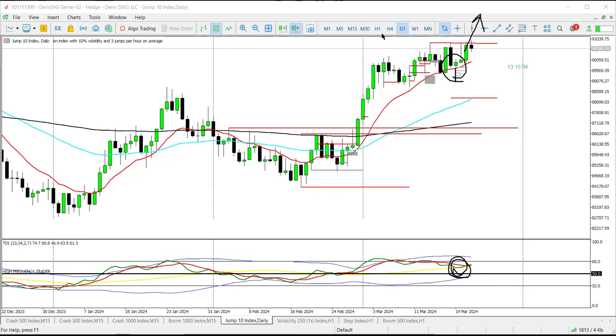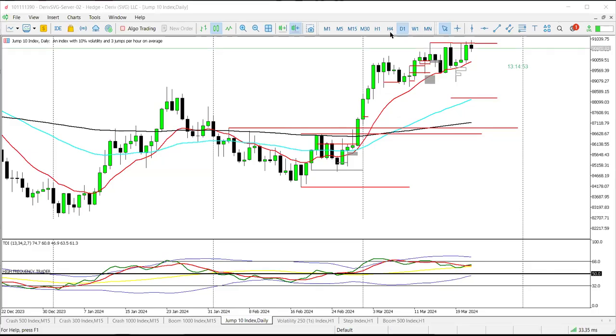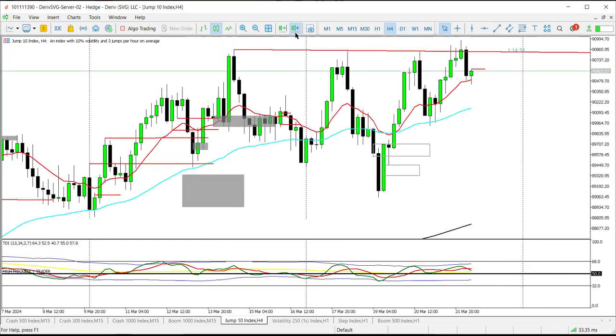So let's just drop down the time frames. Let's see if we can support that bias.